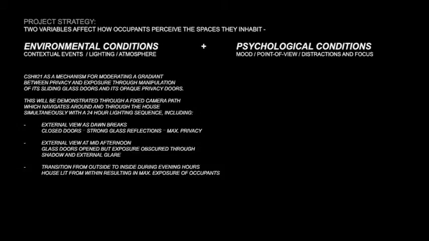Case Study House 21 acts as a mechanism for moderating a gradient between privacy and exposure, primarily through the manipulation of glass doors and the surrounding lighting conditions, which either reveal or conceal the activities within. My strategy for exploring these subtle shifts between varying moods was to establish a fixed camera path, which navigated around and through the house on a 24-hour lighting sequence, so that a viewer can experience the effect of each modified parameter through the full lighting conditions sequence of a given day and night.